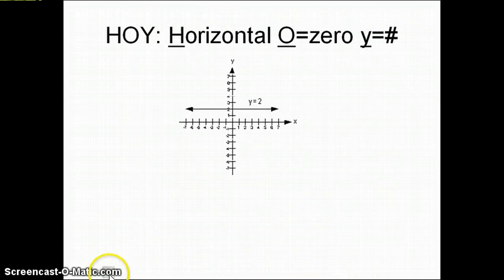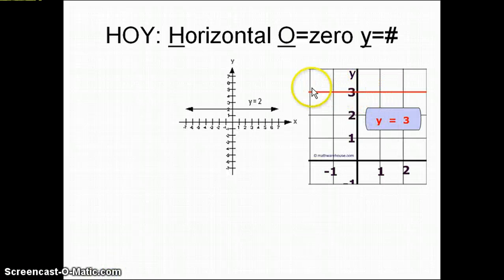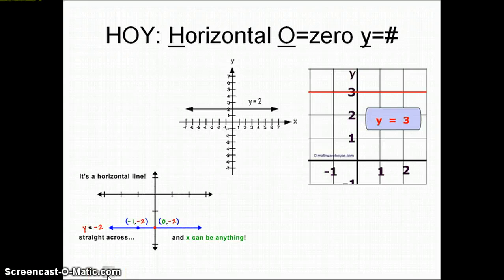Some quick examples. There's HOY. There's an example where y is equal to 2. Crossing the y-axis right at the 2, we draw a horizontal line. Again, y equals 3, we would draw a horizontal line at the 3 on the y-axis. Y equals negative 2, we would draw a line across the negative 2 in our coordinate plane. Those are some points where you notice that y is always negative 2 no matter what you choose for your x's.